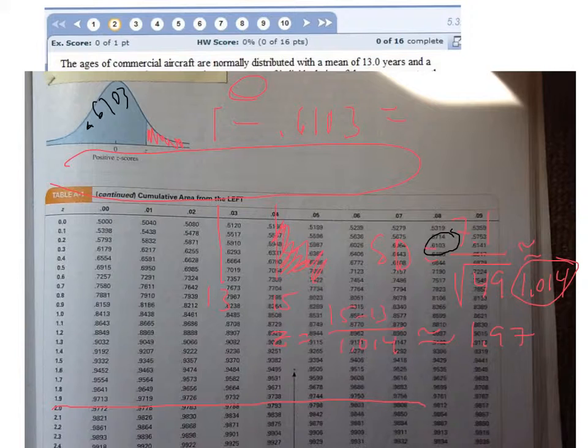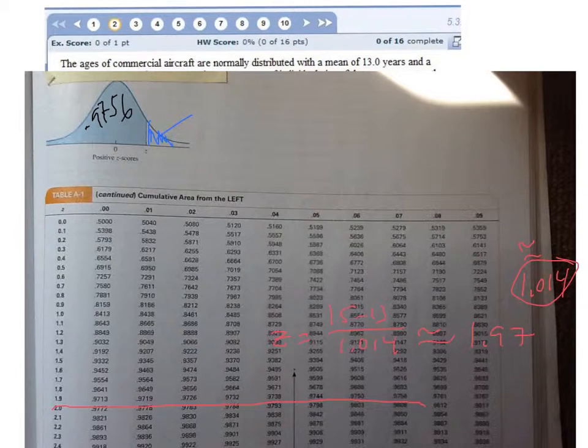So this area to the left now, here, let me clean this up. We know that area to the left is 0.9756, and we want to know this area to the right, so we would do 1 minus 0.9756, and it's going to be a much smaller percentage, right? A much smaller value, and we would expect that because the sampling distributions vary a lot less than the population distributions. So I hope that helps.